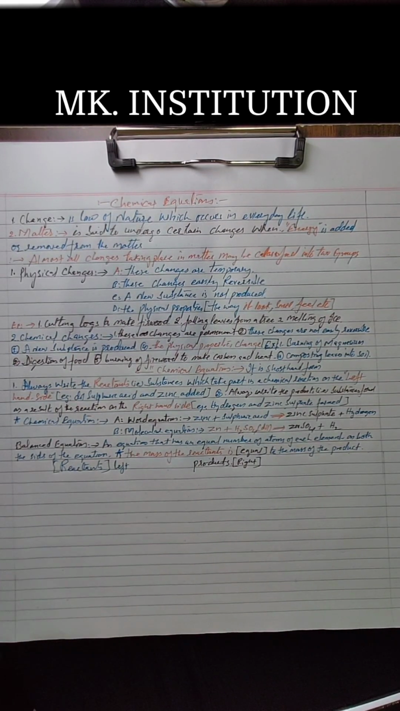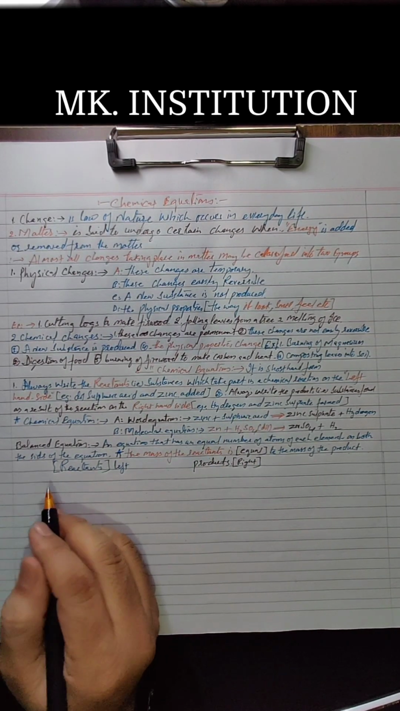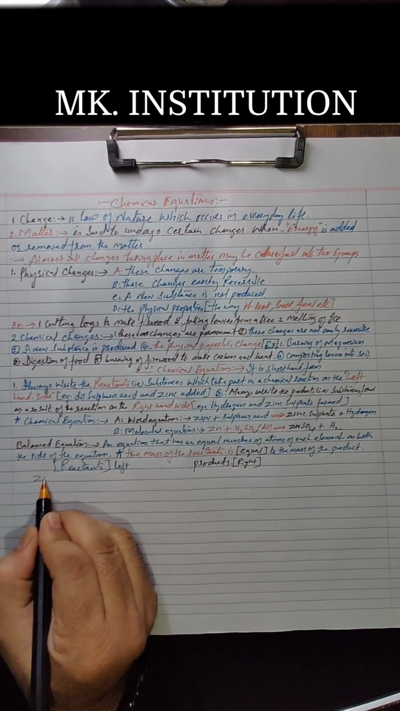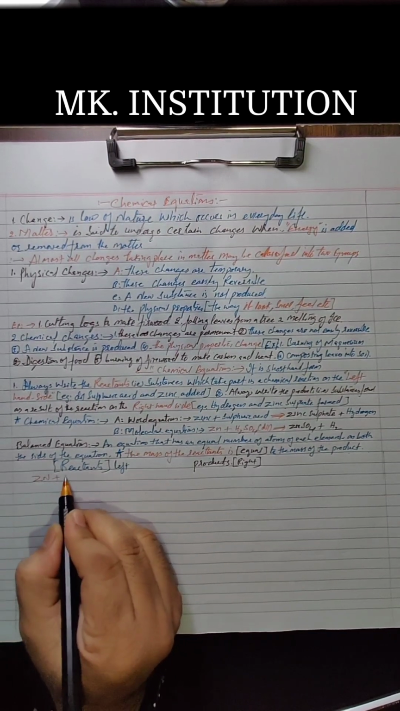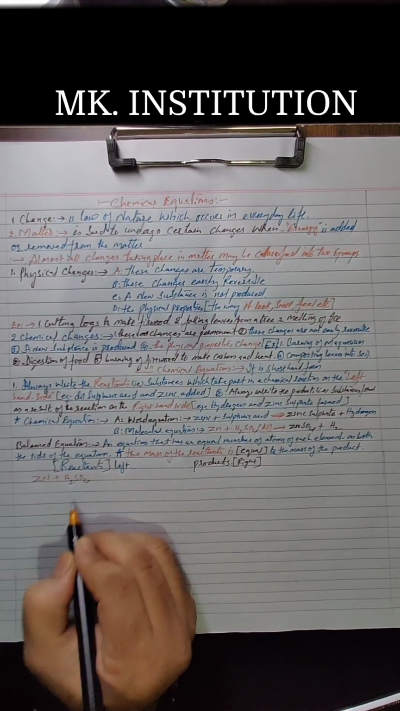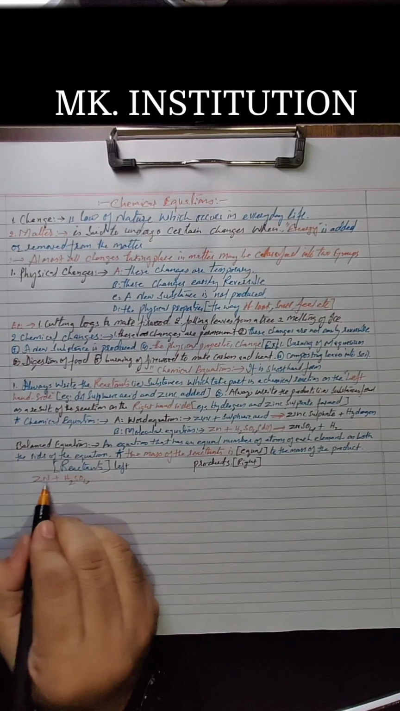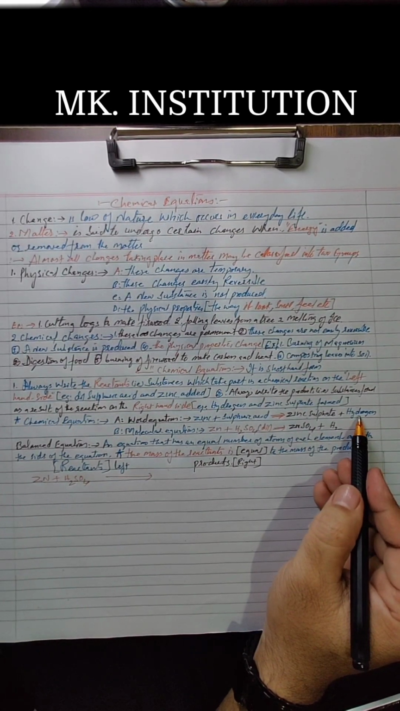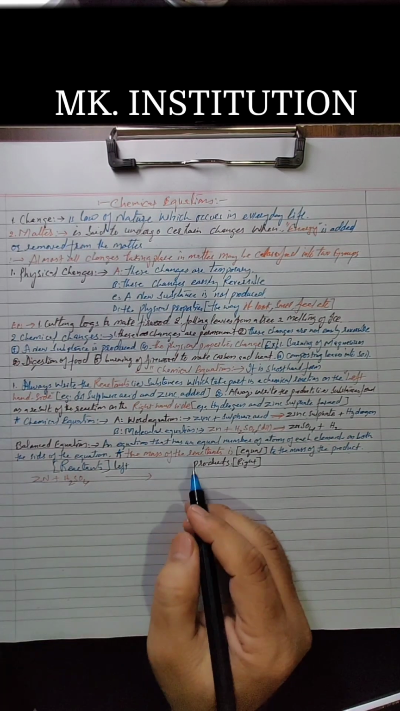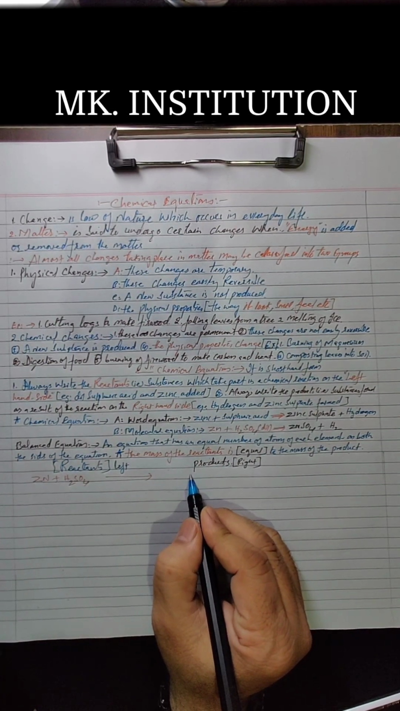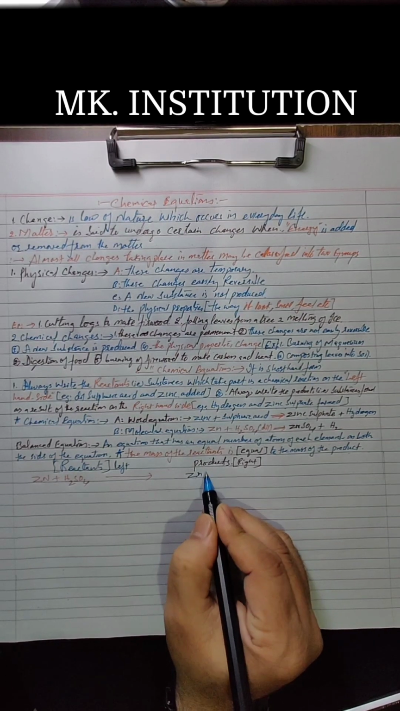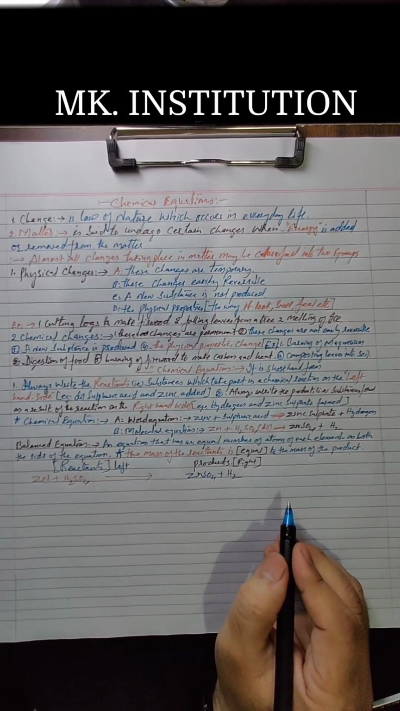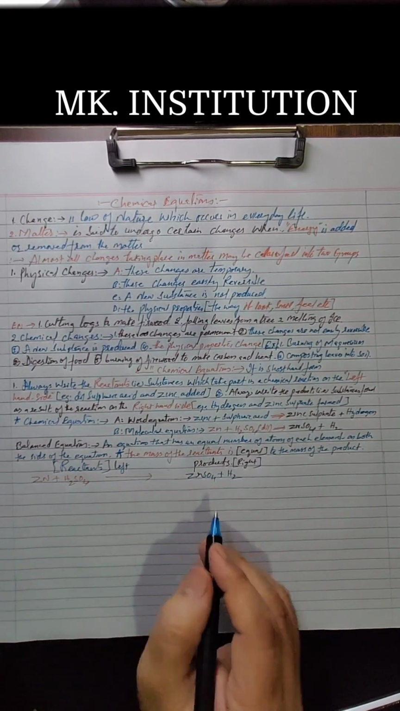Now what are the reactants we have taken in this equation? Zinc and sulfuric acid. So write it here: Zn plus H2SO4. Now when these two react, what do they produce? Zinc sulfate and hydrogen. Write the products on the right: zinc sulfate, ZnSO4, plus H2.